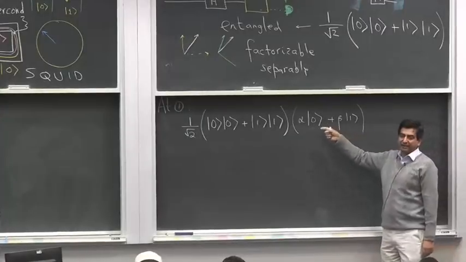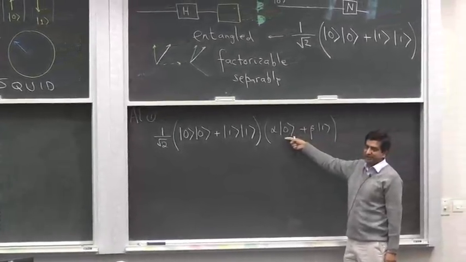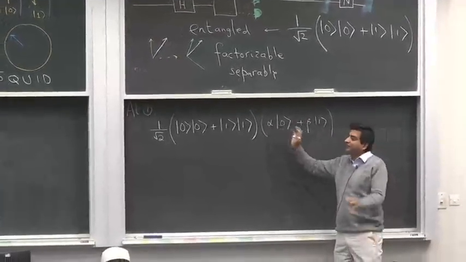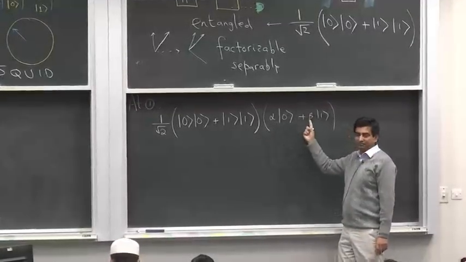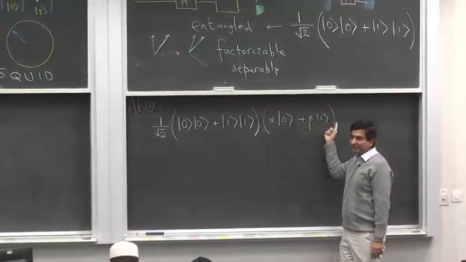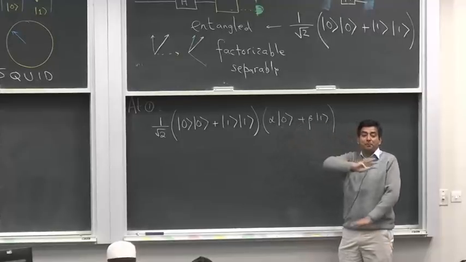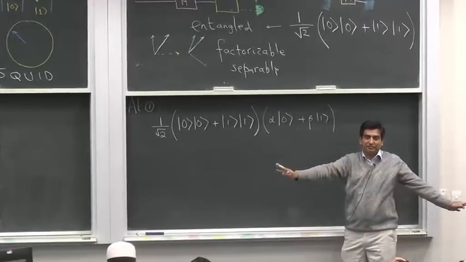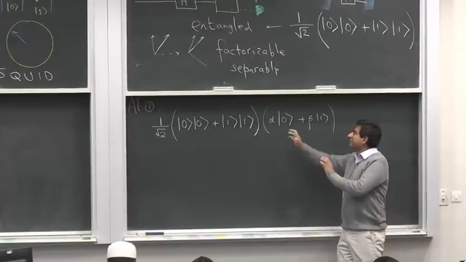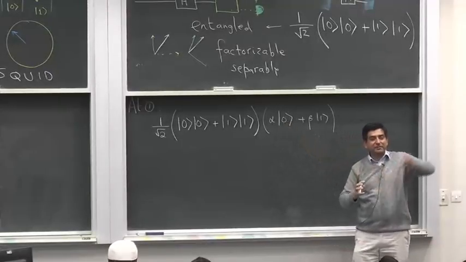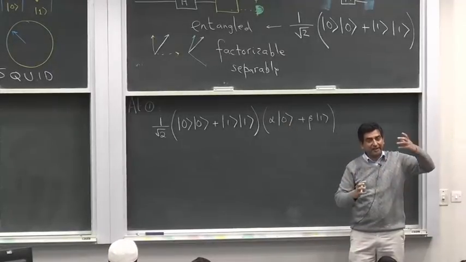Any state can be written as a decomposition of the basis states 0 and 1. And all the information of the state is provided in these probability amplitudes. So this is an unknown state. Alpha and beta are completely unknown. I would like to transfer this information of alpha and beta to a remote location with 100% fidelity.